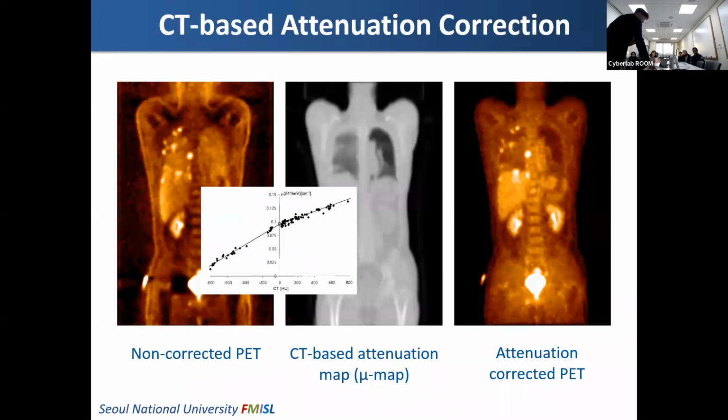But in the PET-CT, we use the CT information. This is the attenuation map generated from CT data by applying some filter, converting the CT Hounsfield units to the attenuation coefficient at 511 keV. We need this kind of conversion because in CT, the X-ray energy is much lower than 511 keV.